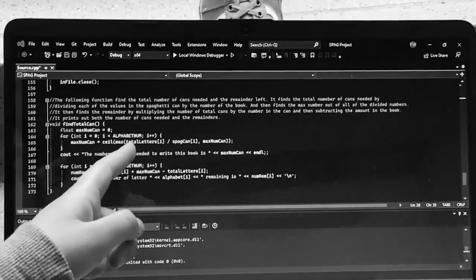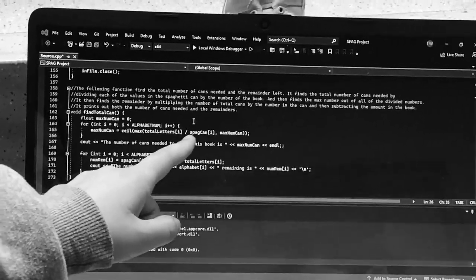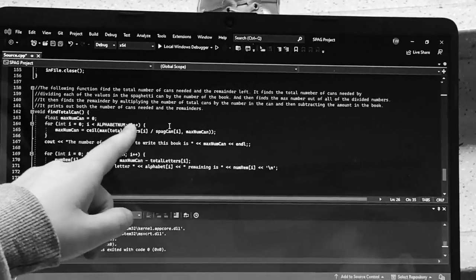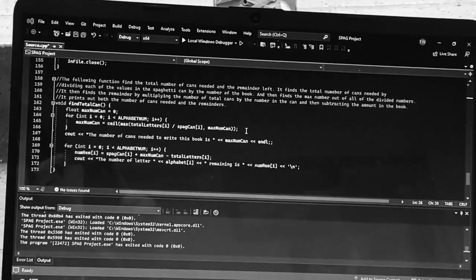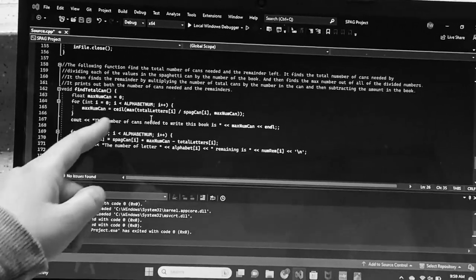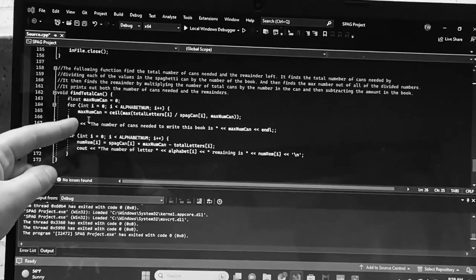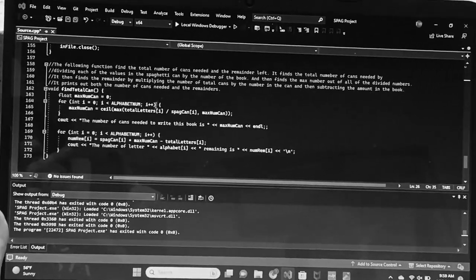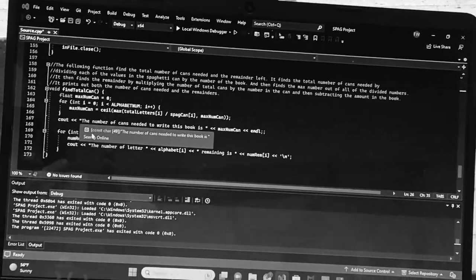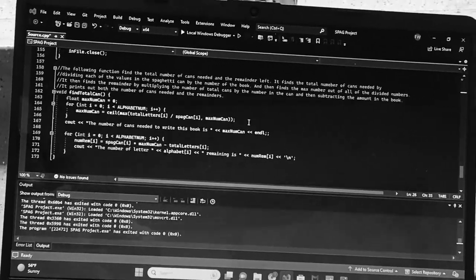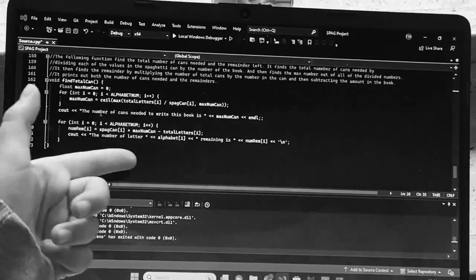So what that does is it calculates whether the value found by total letters at i divided by SPACCAN at i is greater than or equal to the previous number at max numcan. And then it takes that value and rounds it up using ceil. And then that value gets put into max number of cans. So this whole part just finds out the highest number of cans that would be needed to write the whole book, and then it rounds it up. And then after that, we cout that value.